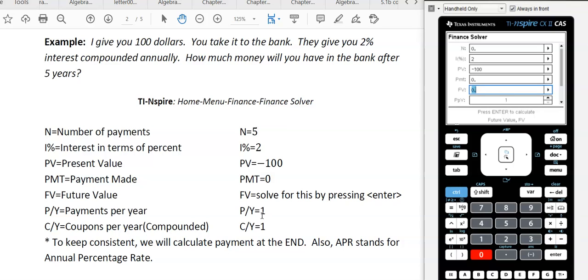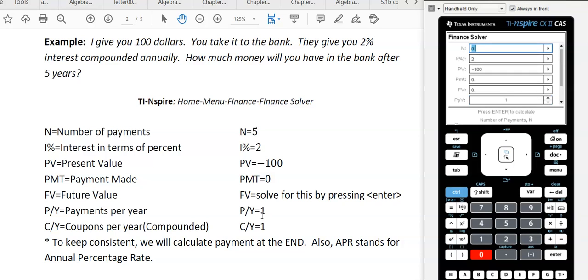Future value is what we're going to have at the end. We'll solve for that in a minute, but we're not ready for that. PPY is basically the payments per year. This is how often it's compounded. So for our purposes, in this case, it's just once a year. And by the way, whatever PPY is, CPY is as well. So it'll default that way. So we're just going to leave it at 1 right now. And then we'll come back and solve for N.